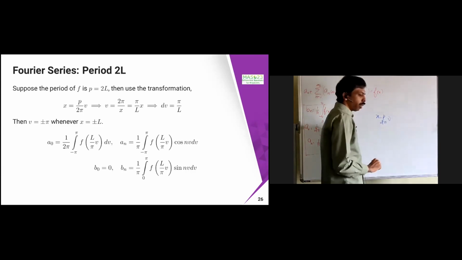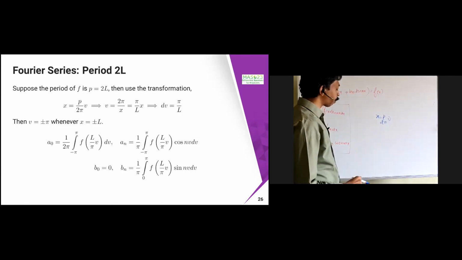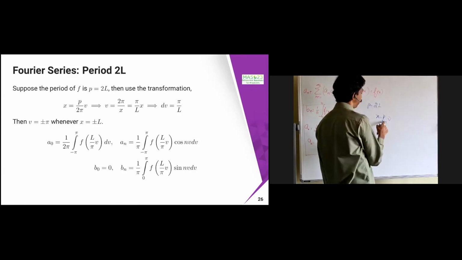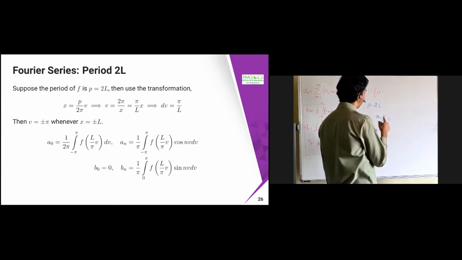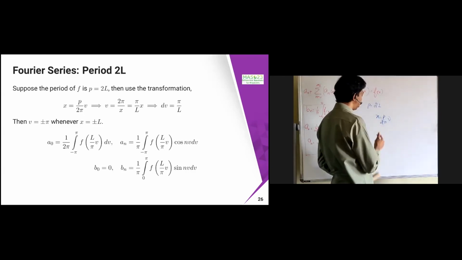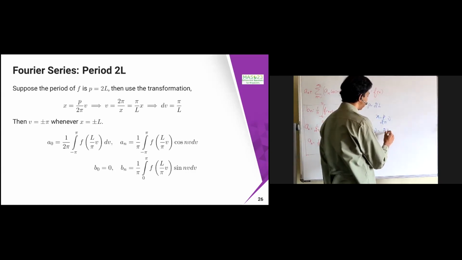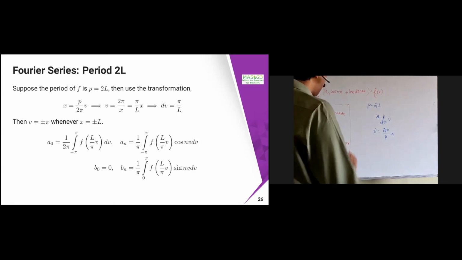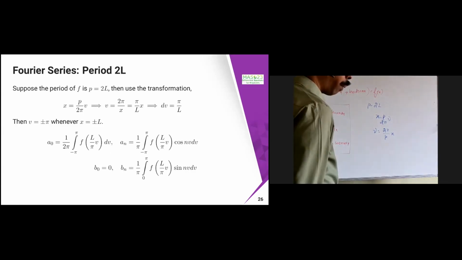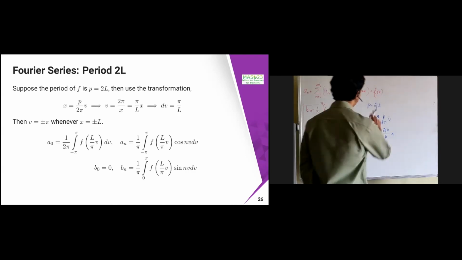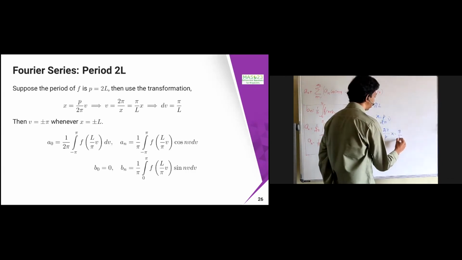Now suppose p equal to 2L. Let's see what nu is. Nu is going to be 2 pi by p into x. If I substitute the p value, 2L, the 2 gets cancelled. Therefore, this is going to become pi by L into x.